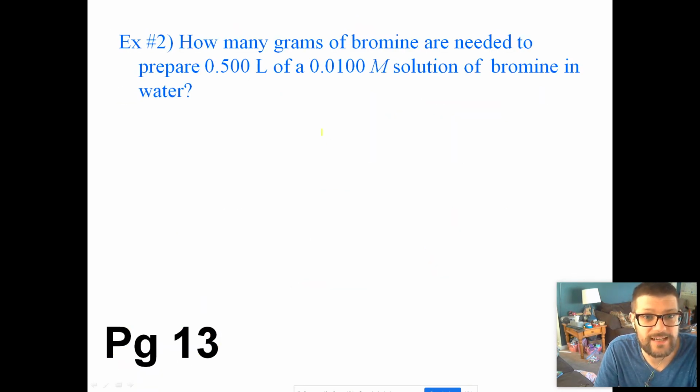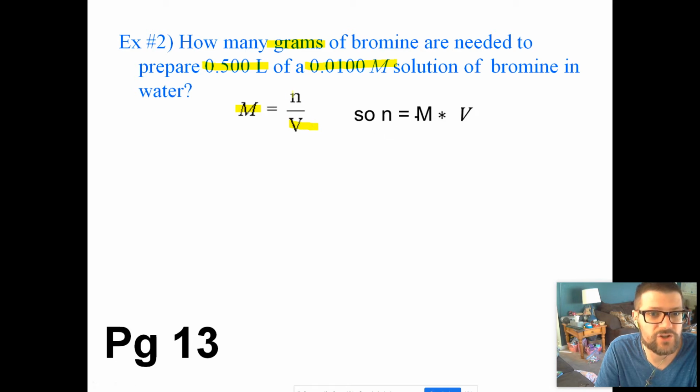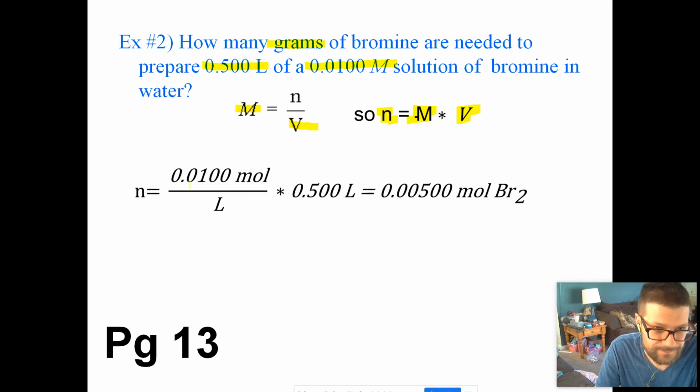All right, so here is another example. How many grams of bromine are needed to prepare 0.5 liters of a 0.01 molar solution? So this is something you might do if you're prepping for a lab or prepping for an experiment. You want to know, how much of this chemical do I need to mass out to make the solution I'm looking for? So if M equals n over V, we're now going to rearrange this to solve for n. So we want to know the number of moles. So that's going to be the molarity we're looking for times the volume that we need. So we need 0.01 moles per liter, and we need 500 milliliters or 0.5 liters of it. Notice that the liters are going to cancel out, and we'll be left with how many moles of bromine we need.